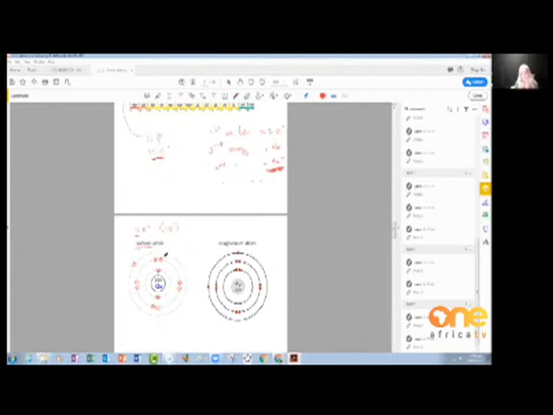We now call this type of diagram the electron configuration of the sodium atom, because we have configured where its electrons go, in which energy levels.